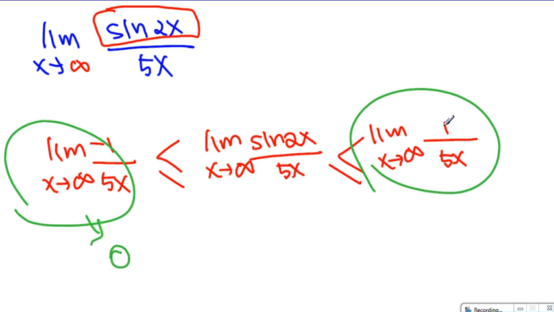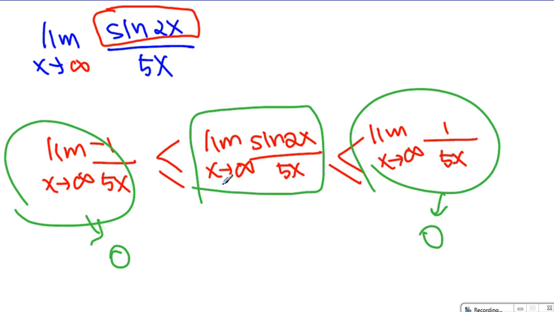The numerator was fixed at 1 and the denominator is approaching infinity, so this will approach 0 also. Now, when you look at it, the limit expression in the middle has to be between 0 and 0. The only possible solution is if this portion is equal to 0. There it goes. That's a little proof why this one is equal to 0.